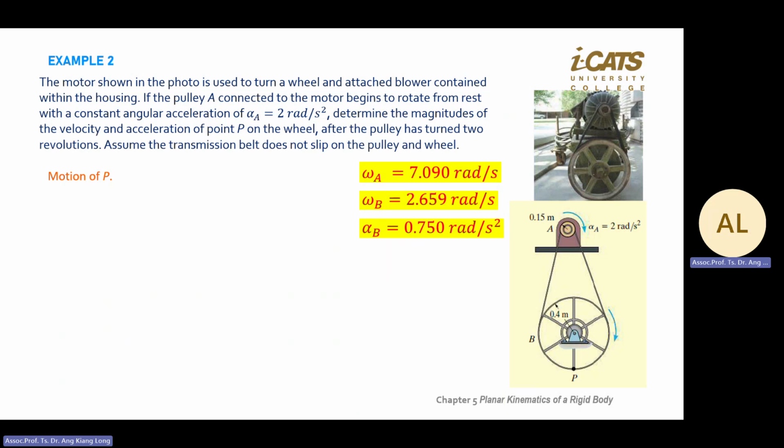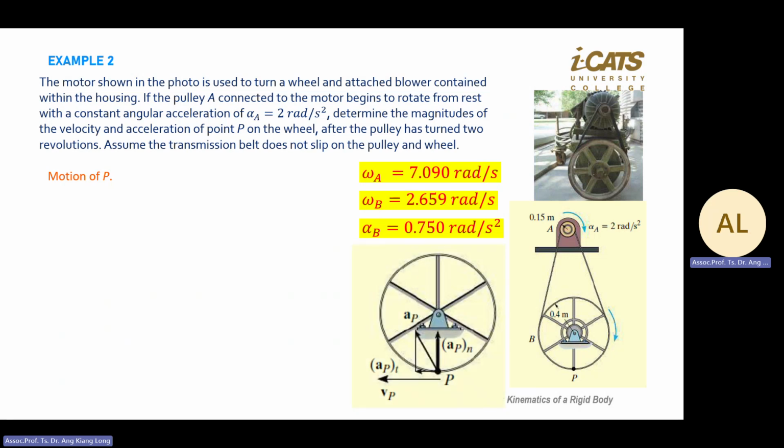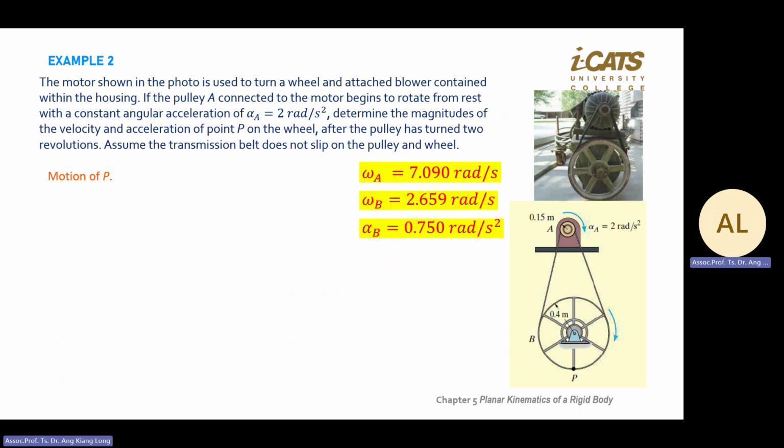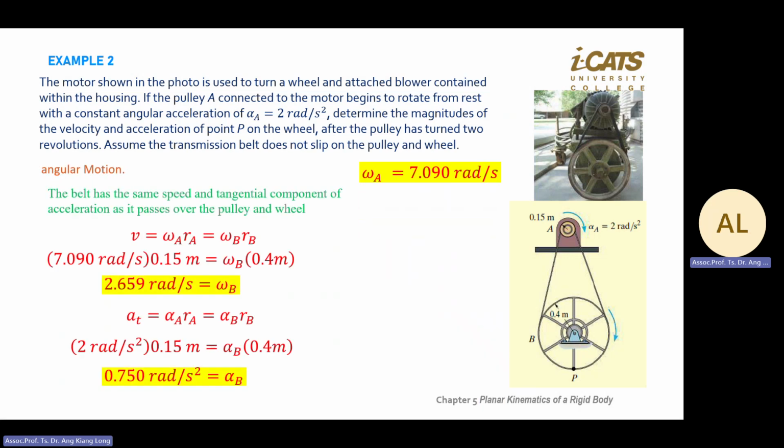Okay, motion P. It asks you to draw the diagram of motion P. Remember, the question asks you velocity. It does not ask you angular velocity. If you stop here, you do not answer the question properly. Here, you only get angular velocity and angular acceleration. The question asks you velocity and acceleration. You need to convert angular back to non-angular, meaning linear motion.